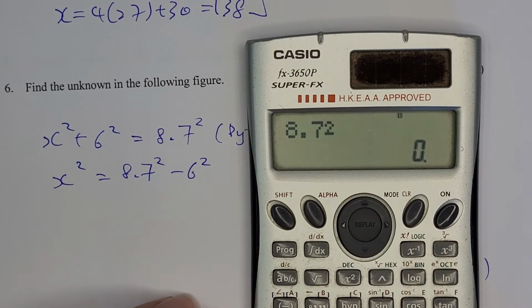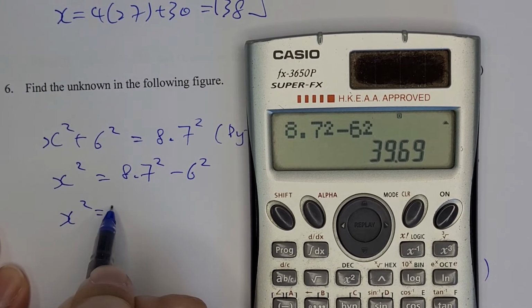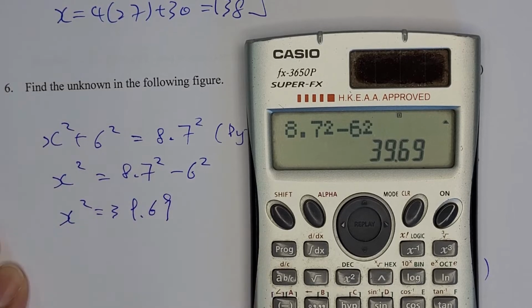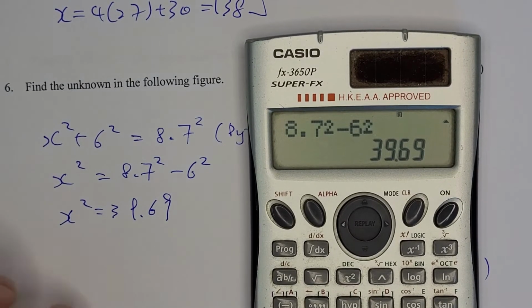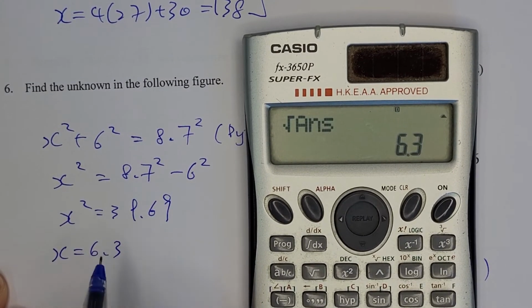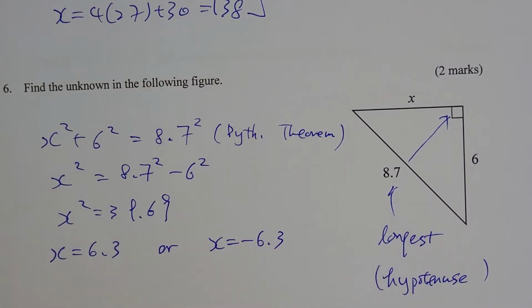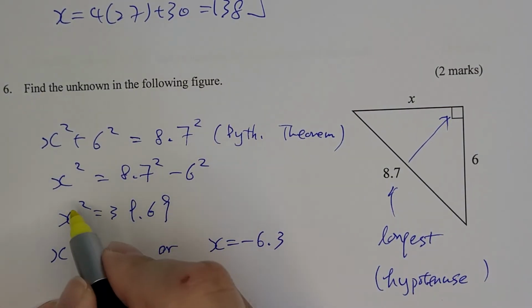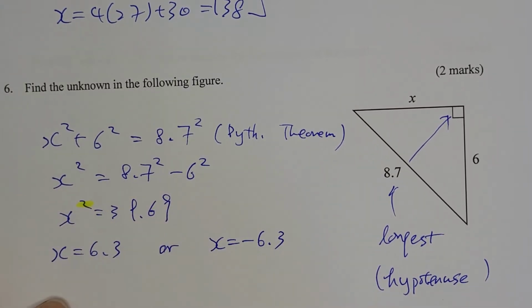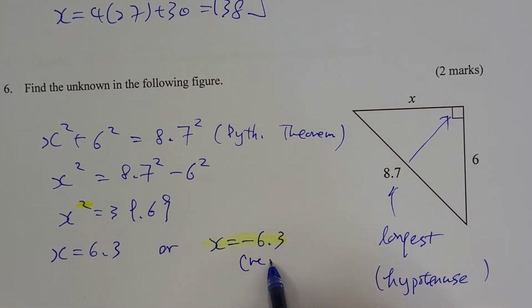8.7 squared minus 6 squared. So x squared, that is 39.69. So you take the square root. That's 6.3. x equals 6.3 or x equals negative 6.3. You always have two solutions when you are working with the equation with power 2. Two answers, one positive, one negative. But of course, in this case, x is talking about the length of the triangle, so the negative answer should be rejected.